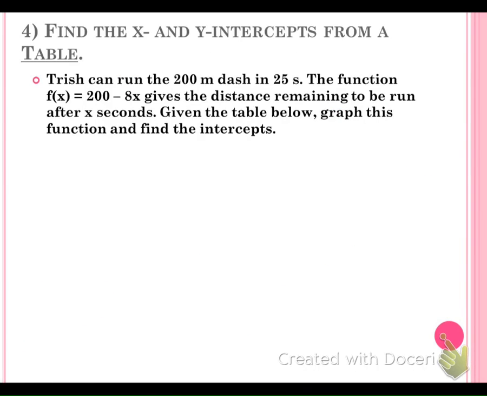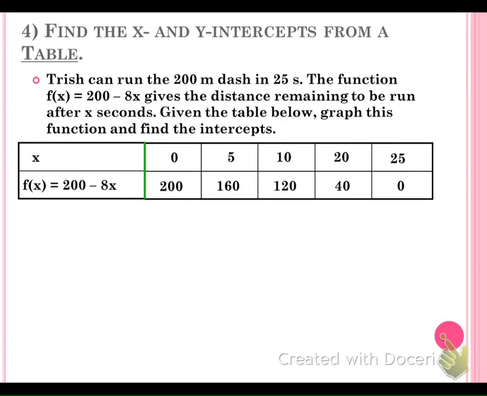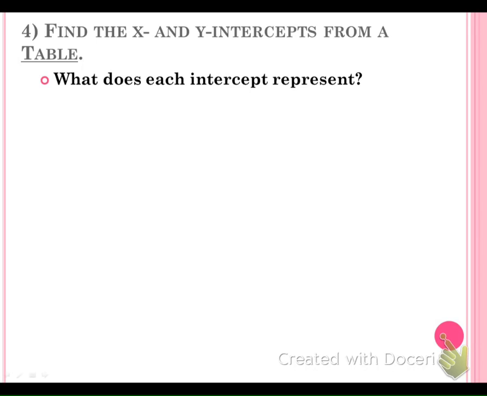Alright, number 4 says find the x and the y-intercept from a table. So let's read our situation. It says Trish can run the 200-meter dash in 25 seconds. The function f of x equals 200 minus 8x gives the distance remaining to be run after x seconds. Given the table below, graph this function and find the intercepts.